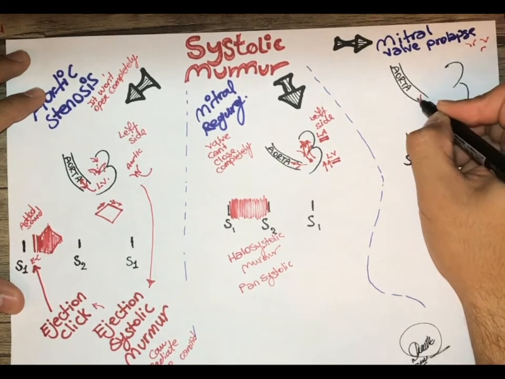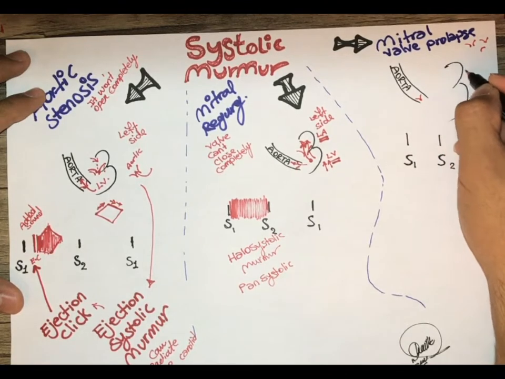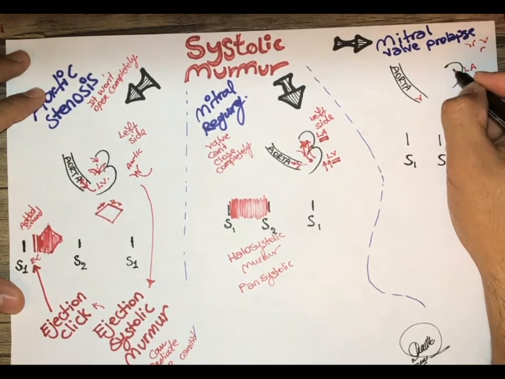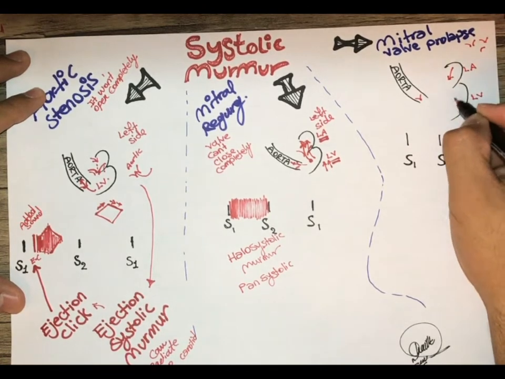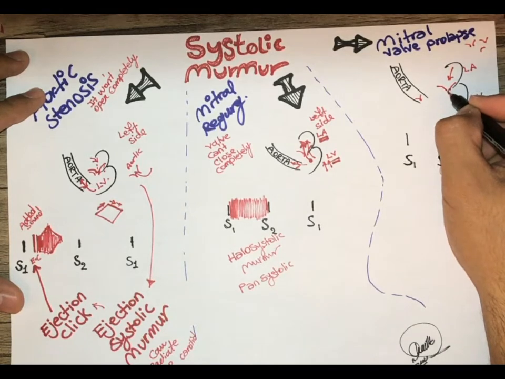So this is the aorta, the aortic valve. The problem is not here. The idea is that this is the left atria, the left ventricle, the left side. So the blood will pass from the left atria to the left ventricle through the mitral. It will be open and then it will be closed.